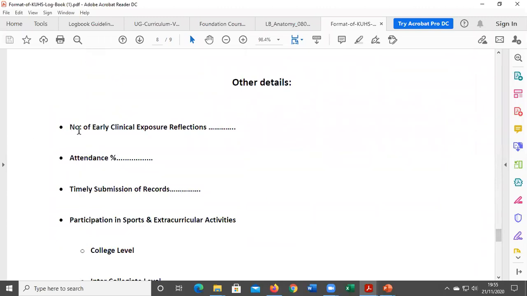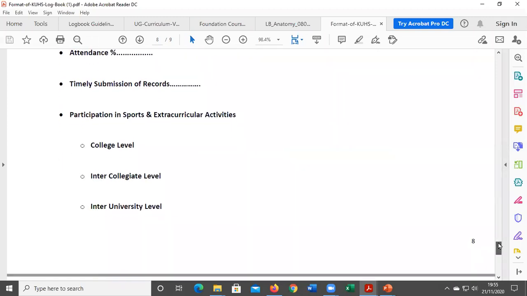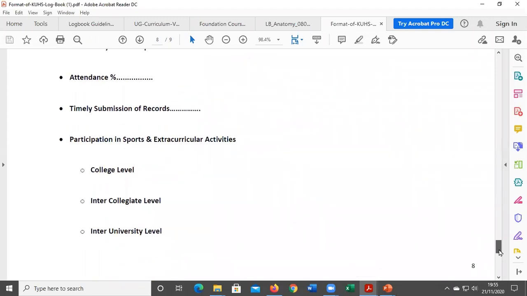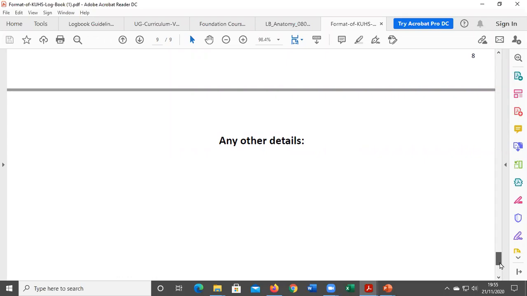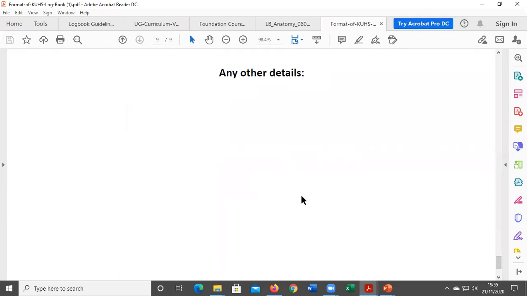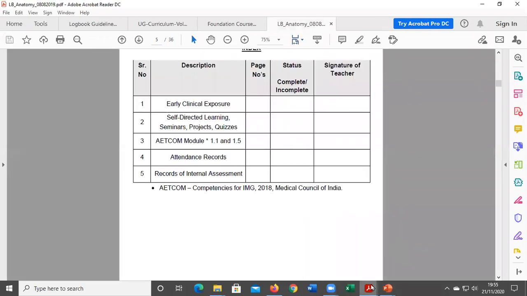In addition, the number of early clinical exposure reflections written by students, the attendance, timely submission of records and their status, and participation in sports and extracurricular activities at different levels are also documented here. And there is a portion where any other details can be recorded. So this is Kerala University of Health Sciences.